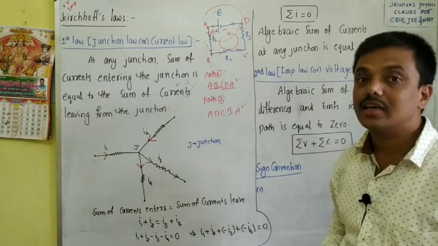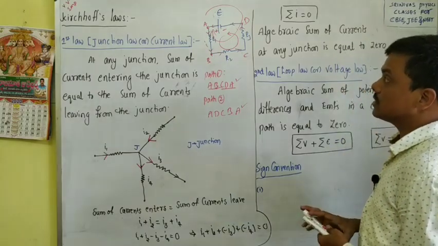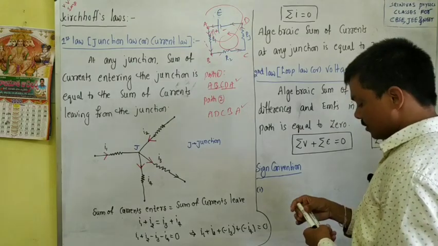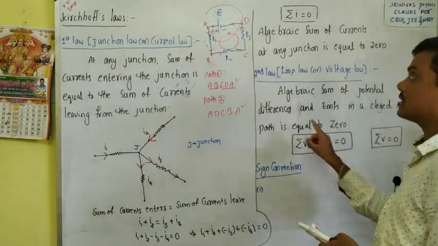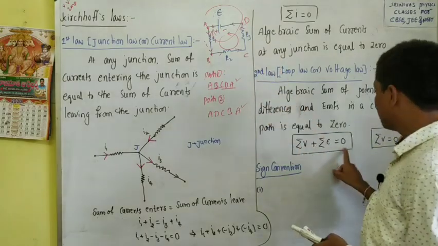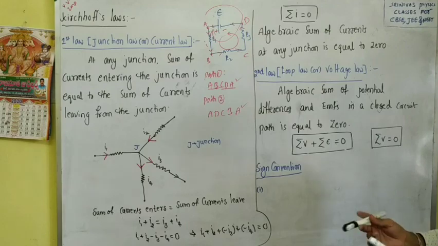I am traveling in any direction you travel, right? Let us see first. While traveling and applying the algebraic sum of potential differences in a closed path is equal to 0, you have to use some sign convention rules. Then what are the sign convention rules?